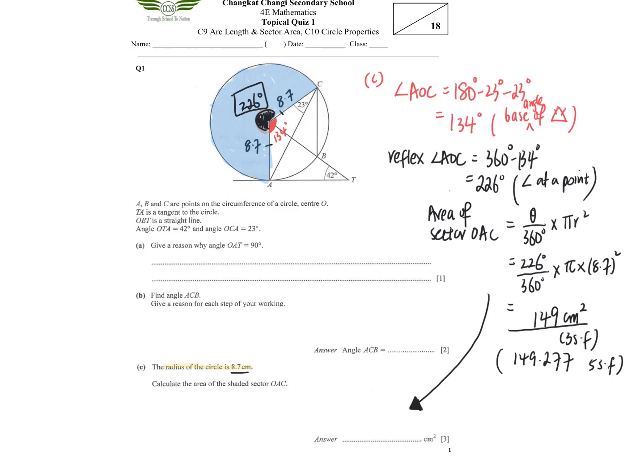Okay? So this is part C. I haven't done A and B because that's circle property. We'll do that in a bit if we have time. So this is 2025, last year's O-level question. If you are tested on arc length and sector area, this was what happened last year in O-level. This is the question that appears.